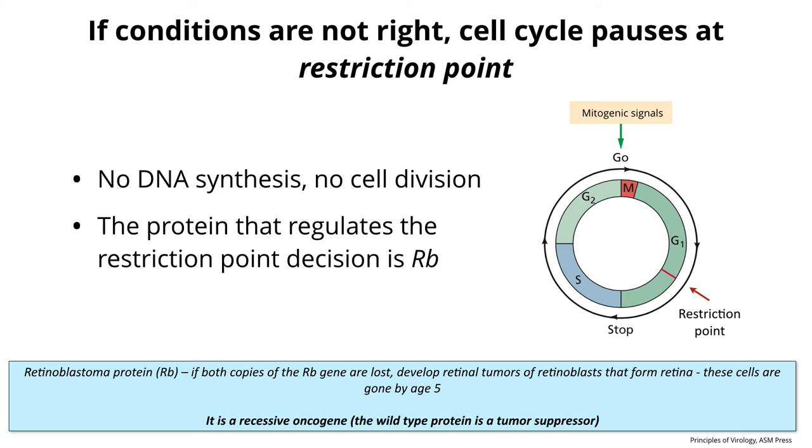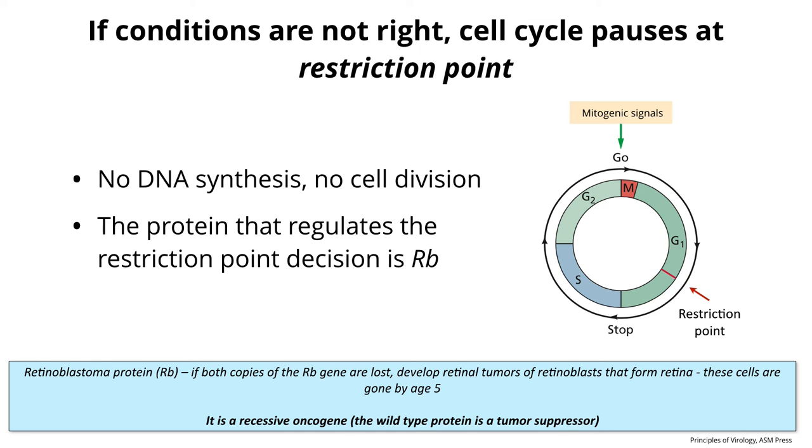Now, there is another regulator of progression through the cell cycle that comes into our story here, and that's shown on this slide as a restriction point. We can have growth factors present, but there are other conditions that have to be met in order for the cell to go through the cycle. If conditions aren't right, the restriction point kicks in and puts the brakes on the cell cycle. So there's no DNA synthesis and no cell division.